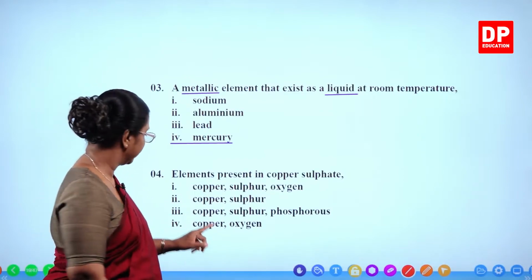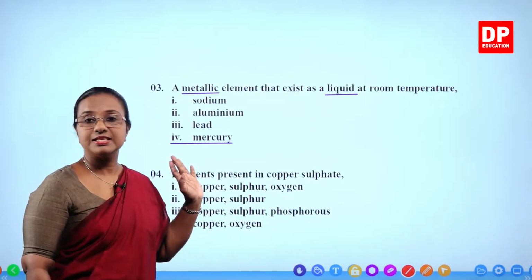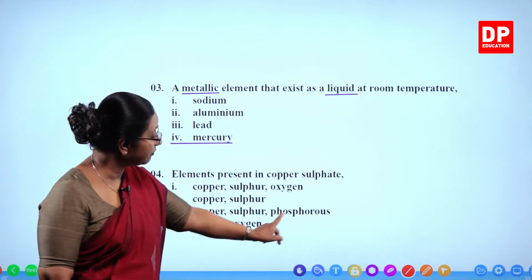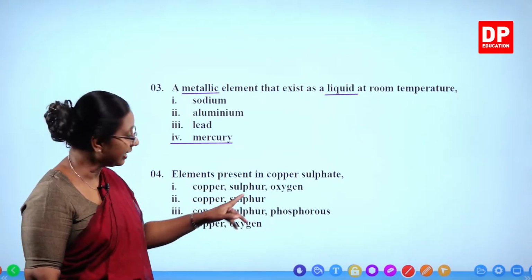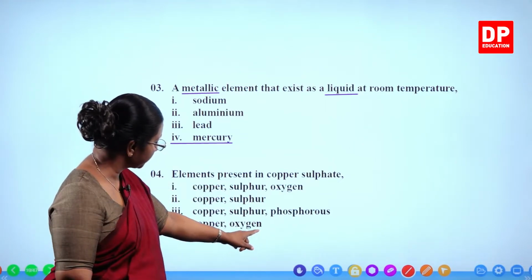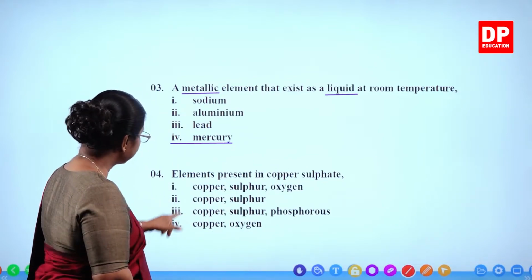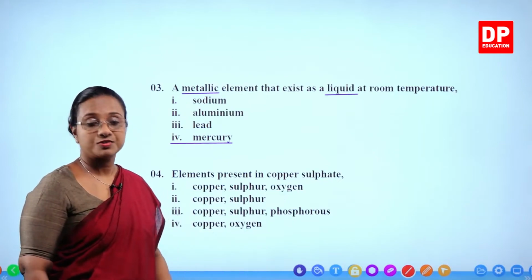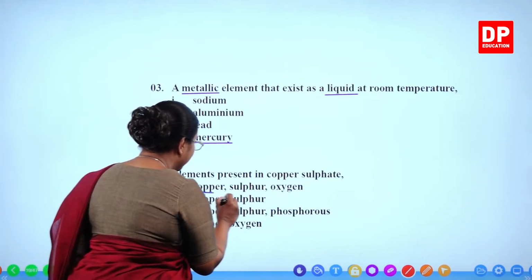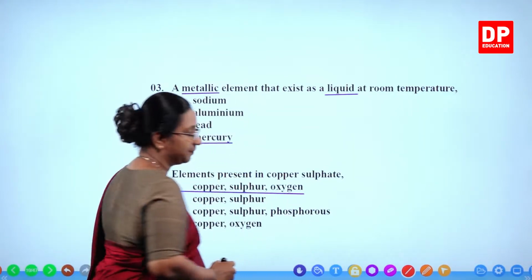First one is correct. Copper, sulfur, oxygen. In the next, oxygen is missing. Then copper, sulfur, phosphorus. Phosphorus is not there in copper sulfate. Copper, oxygen, they are there but sulfur is missing. So the correct answer is copper, sulfur and oxygen. The three elements make up copper sulfate.